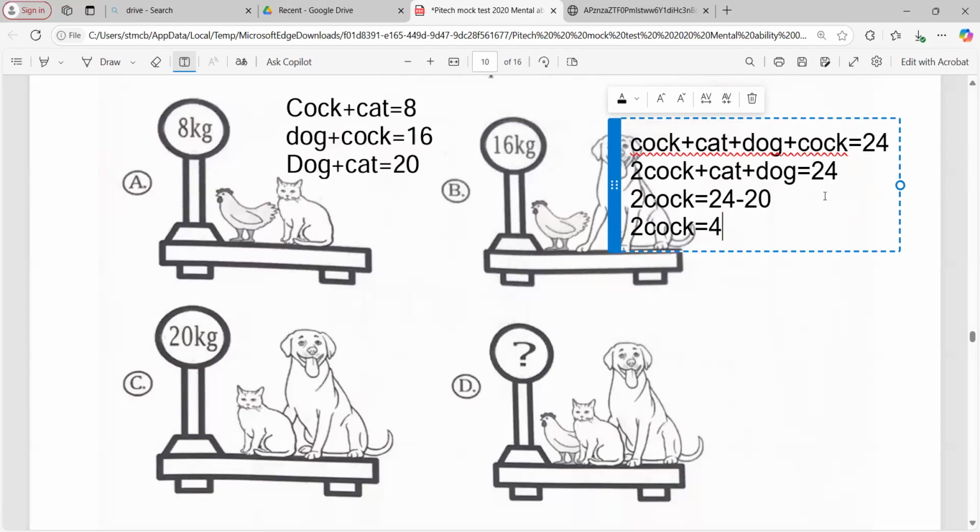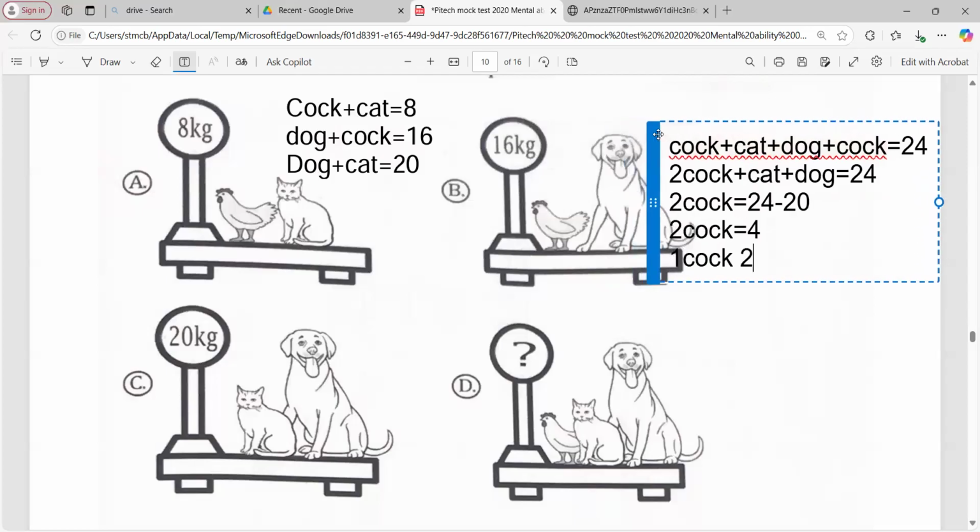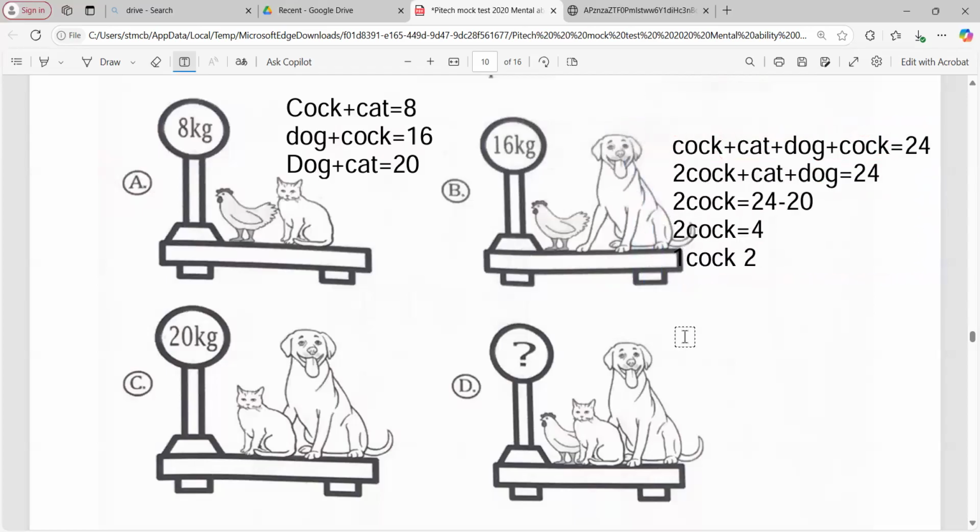So 1 cock is equal to 4 divided by 2. What's 4 divided by 2? That is 2. Once we know what 1 cock weighs, we can substitute. Since this weighs 2, whatever the cat weighs, you add it to that to get 8. Only 6 could be added to 2 to give you 8. So the cat should be 6.